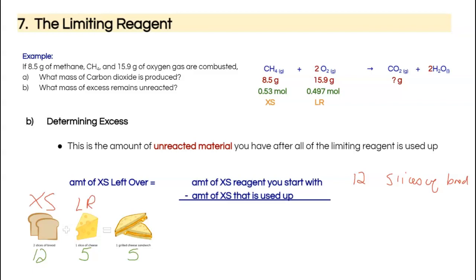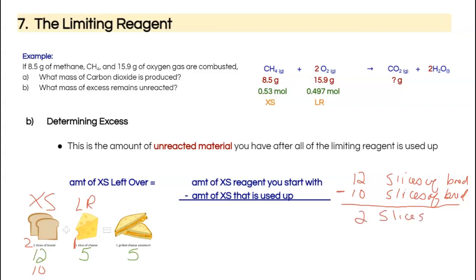And then I had to use proportions to help me say, well, if I used up all of my cheese, how much bread would I actually use? And so, that amount would be 10, right? I've got a 1 to 2 relationship. And so the amount of excess that was actually used was 10 slices of bread. And so the leftover, the excess remaining, would be the difference between those two.